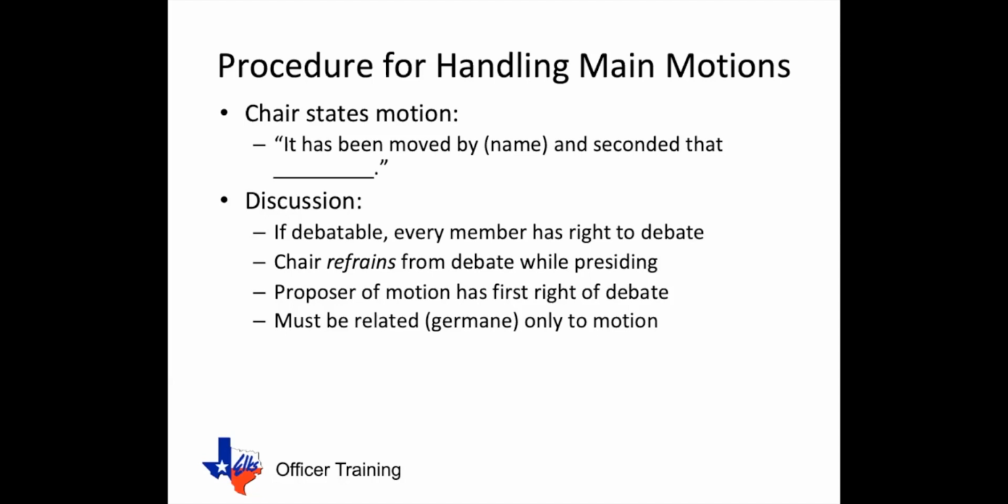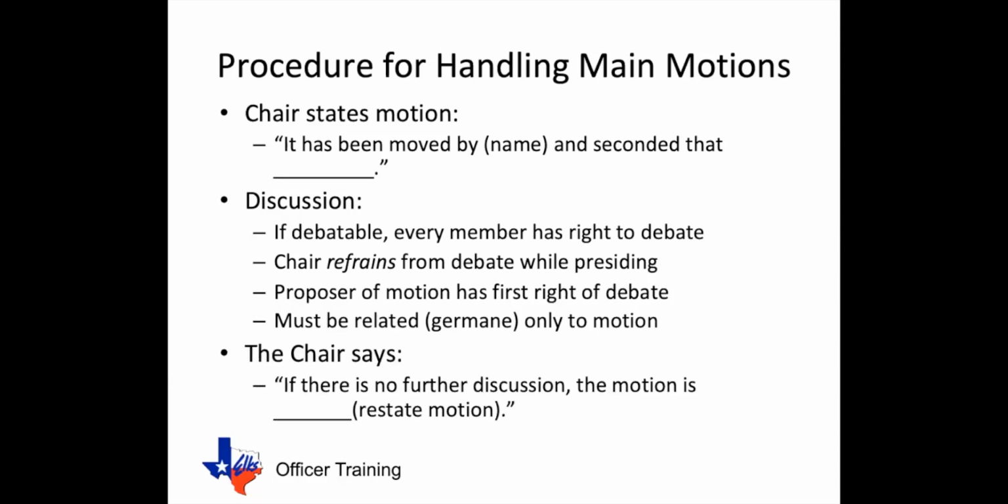Now, the person who proposed the motion has the first right to debate. And whatever we're debating has to be relevant or germane to the motion. So if we're talking about painting the lodge room yellow, you can't be talking about installing new soap dispensers in the bathroom. It must be germane to the motion that's at hand.